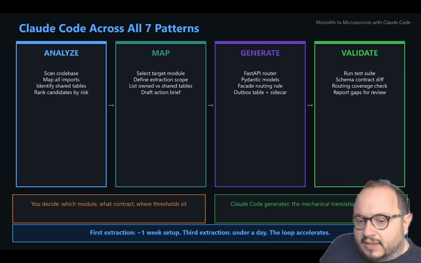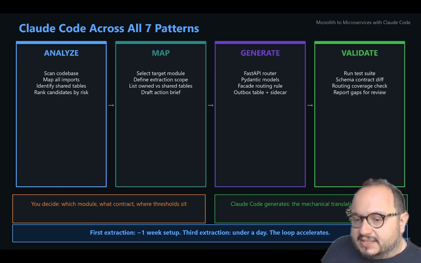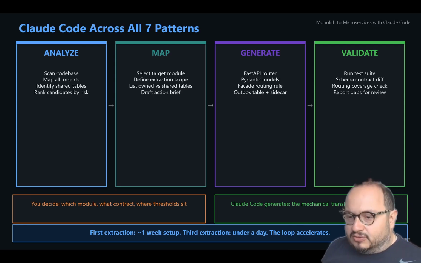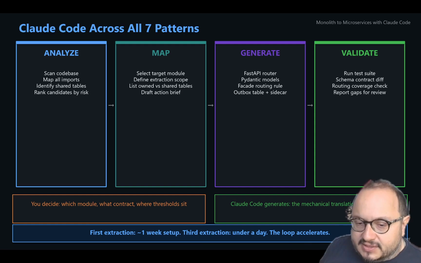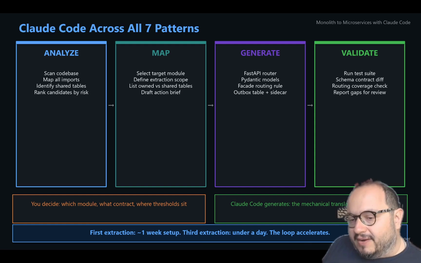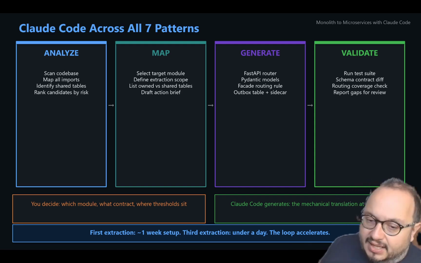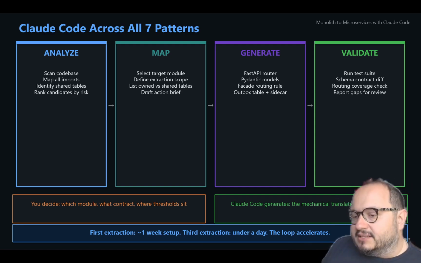You review and own the result. The automation is in the mechanical translation work, not in the architectural decisions. The decisions, which module to extract, what the Pydantic contract should be, where the circuit breaker threshold sits, those stay with you. This 4-step loop repeats for every module extraction. The first iteration takes longer because you are setting up the tooling. By the third extraction, you are running this loop in under an hour.